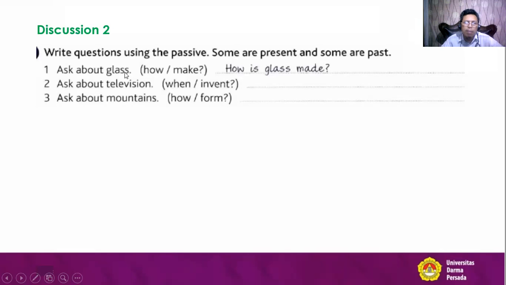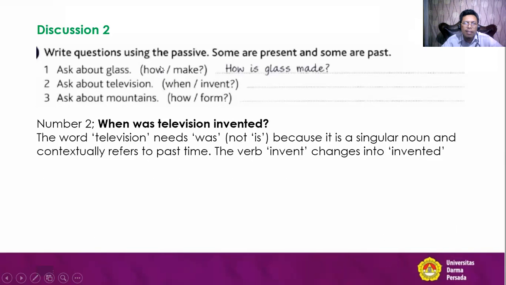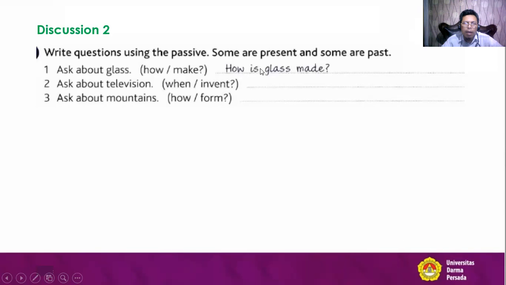Number 1, ask about glass. So we are talking about the subject glass. And then we have how / make. The answer is supposed to start with how. And then we have to be, because we need the combination of to be and then participle. So make becomes made. So how is made? And then the subject is glass. So how is glass made? Why do we have is? Because glass is singular. So how is glass made?